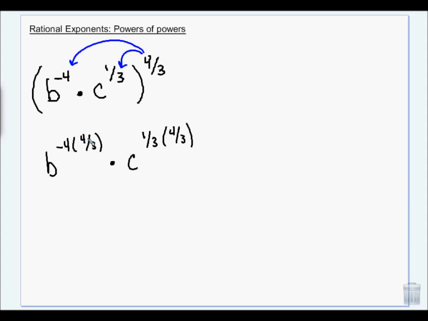When I have a whole number times a fraction, if this denominator will divide into the whole number, I can reduce it, but since it doesn't, we just multiply the numerator times the whole number. So this is b to the -16/3 times c to the 4/9. And since I cannot have a negative exponent, I have to throw it in the basement, so this becomes c to the 4/9 over b to the 16/3.